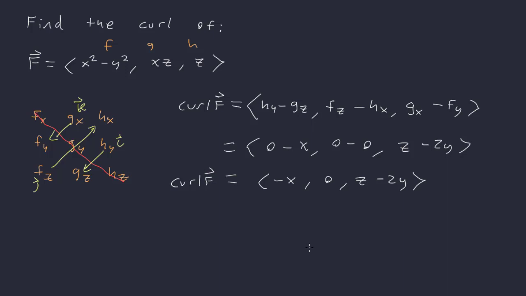Now, what does this mean for us? Well, it's going to depend on different points. So at the point, let's say 1, 1, 1, just to help us out here, the curl of f at 1, 1, 1 will be the vector negative 1, 0, and then 1 minus 2, which will be negative 1. So it's the vector negative 1, 0, negative 1.